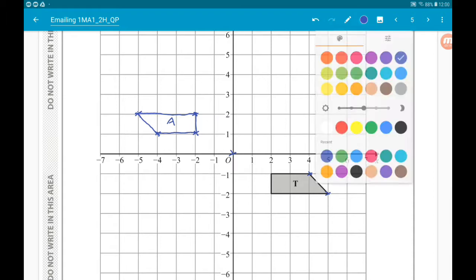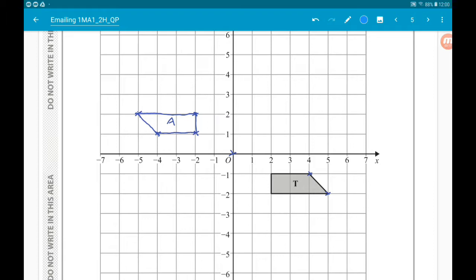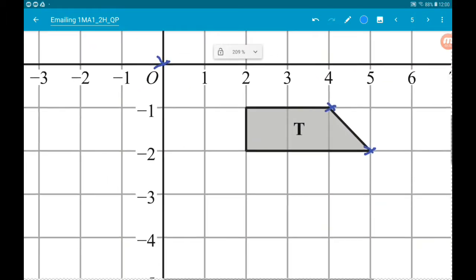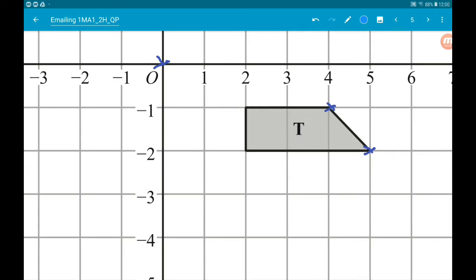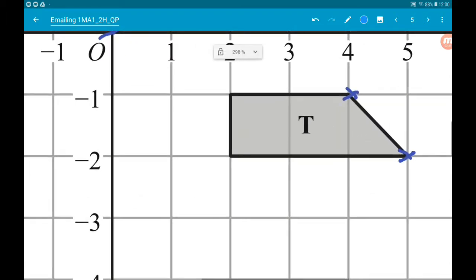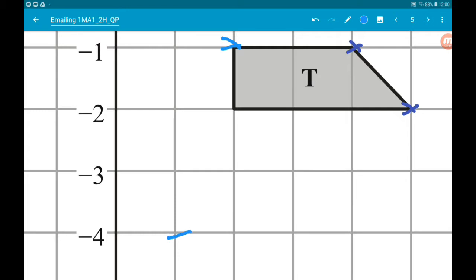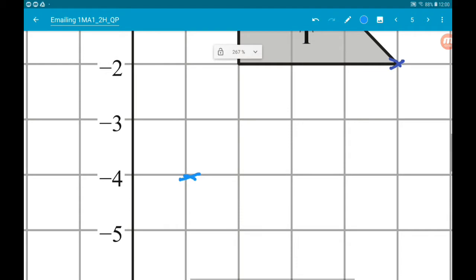So, the shape doesn't change at all, it literally just moves. So if we translate one point, we can do the rest easily. So let's go for that point there. So we're going 1 left and 3 down. So 1 left and then 1, 2, 3 down takes us there. So then we just draw the rest of the shape in.